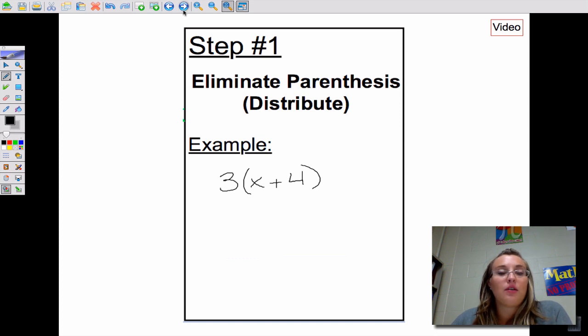So I want you to follow along and fill in each box as we go. We're going to talk about the different steps that you need to take to solve a linear equation. So we're going to start with step 1, eliminating parentheses or distribute.